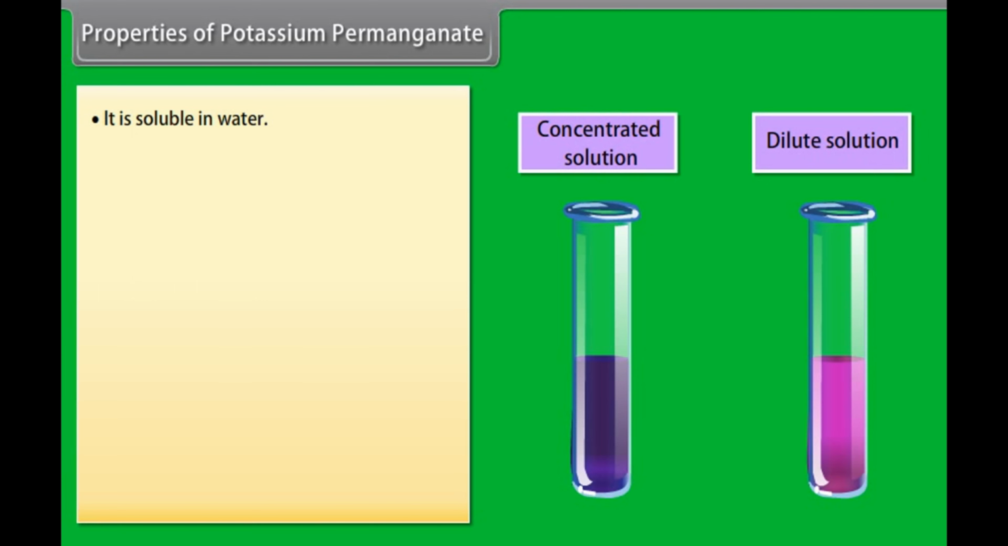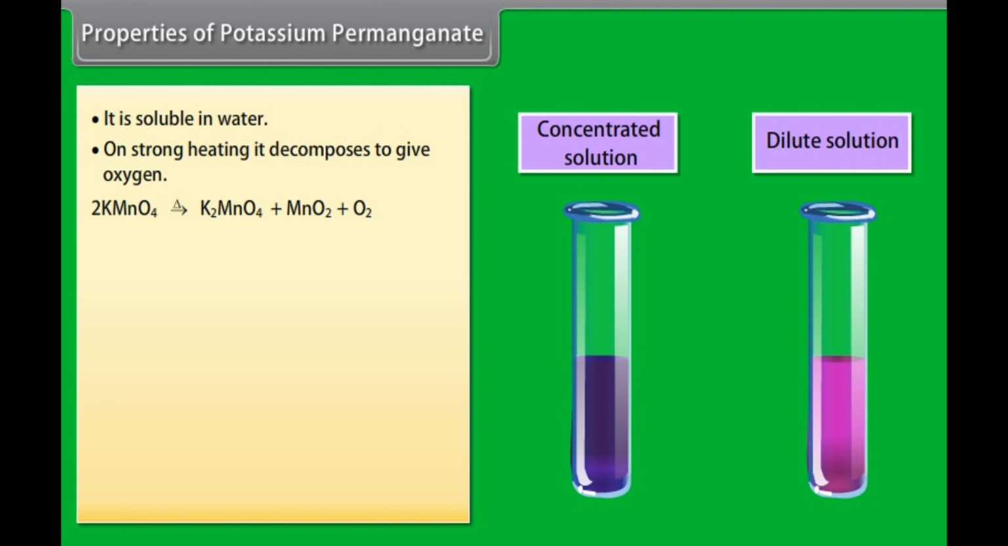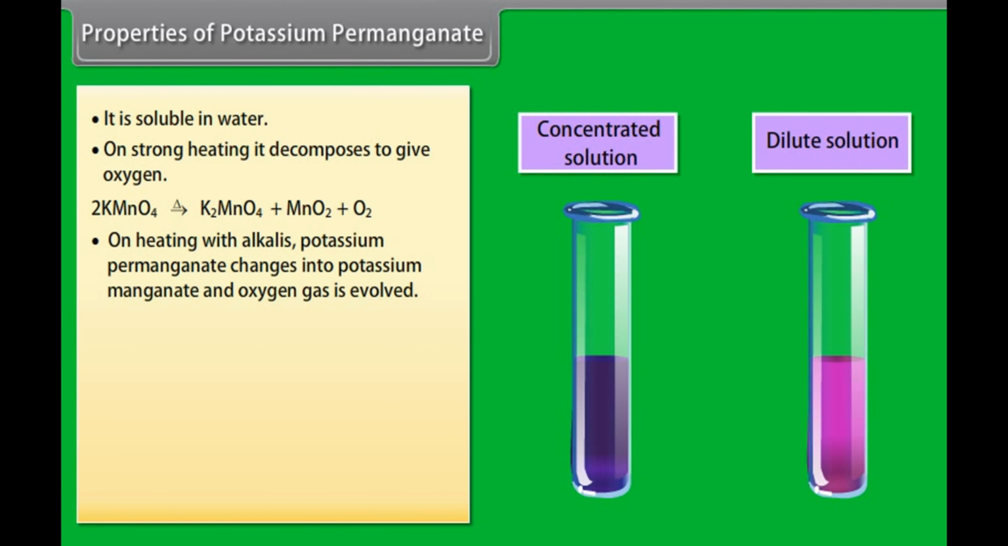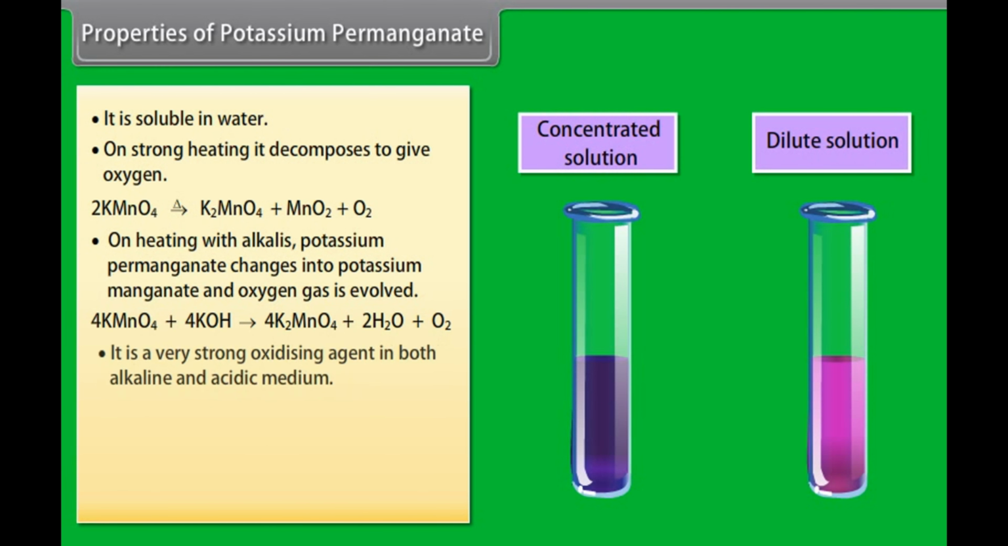Its aqueous solution has a purple color if concentrated, but if the solution is dilute, it has a pink color. On strong heating, it decomposes to give oxygen. On heating with alkali, potassium permanganate changes into potassium manganate and oxygen gas is evolved. It is a very strong oxidizing agent in both alkaline and acidic medium.